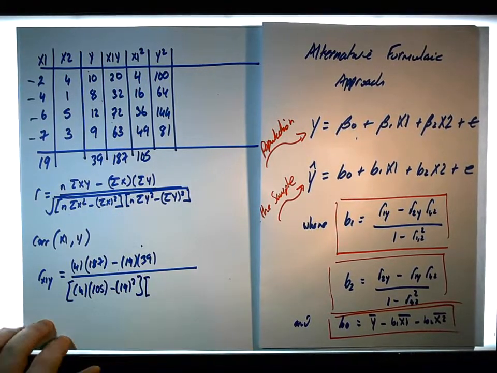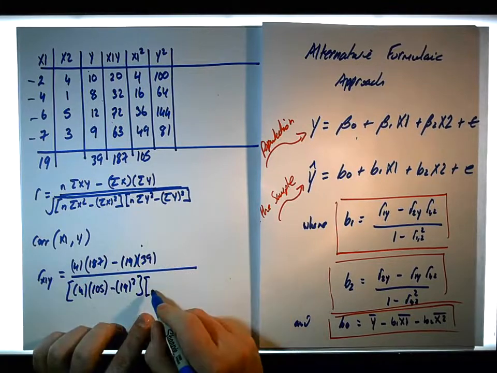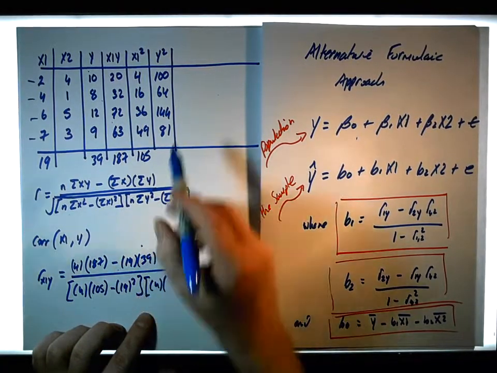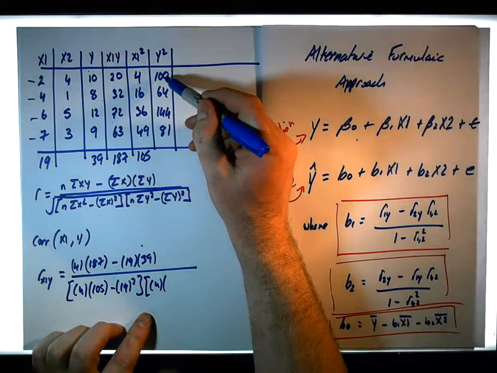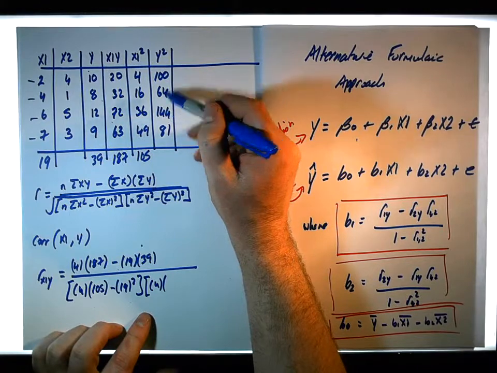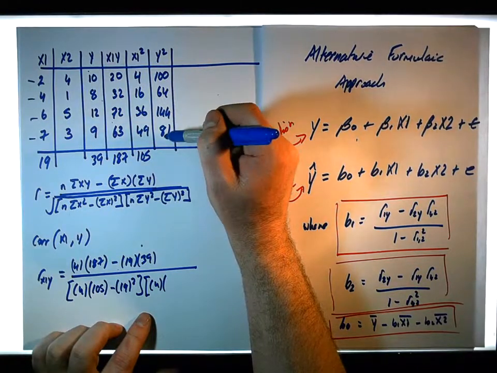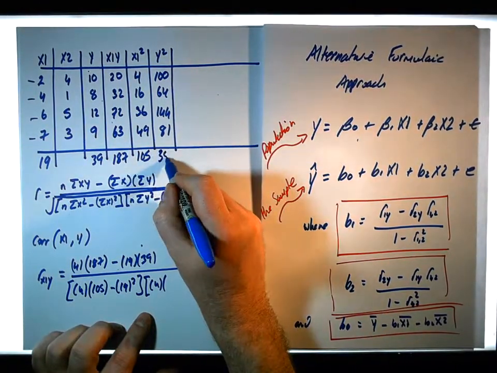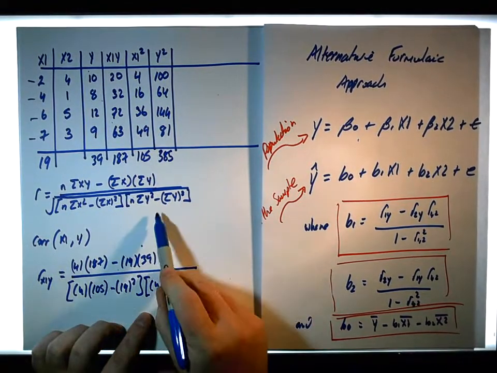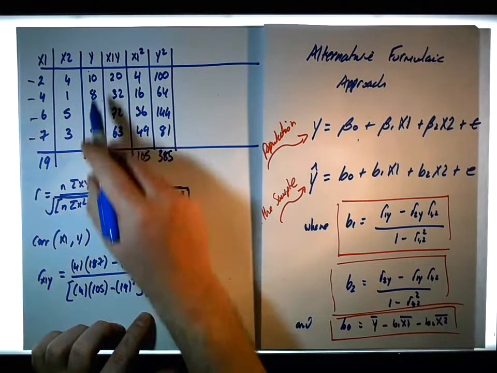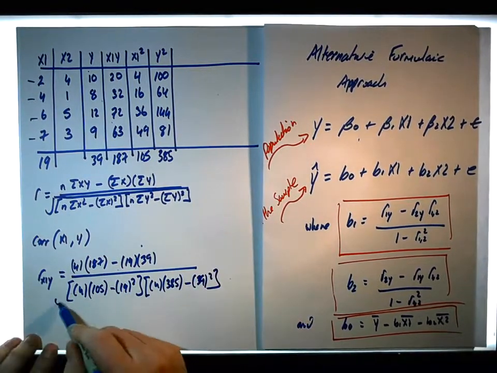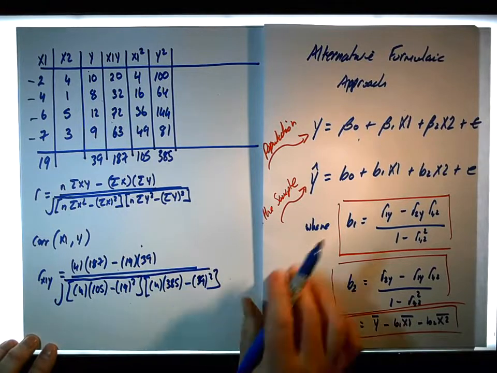And then that's times n, which is 4, times the sum of the y squared terms. Okay, well, the y squared terms are here. That's 100, 160, 200, 260, 300, 385, if I'm not mistaken. Times 385 minus the sum of the y's all squared, which is 39 squared, okay? And then don't forget, it's the square root of that.